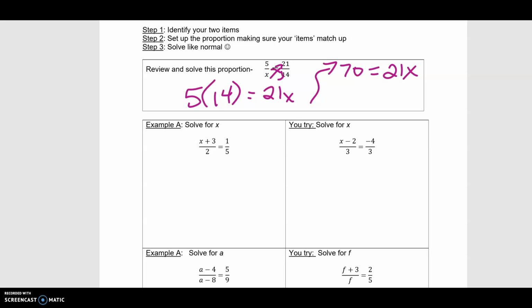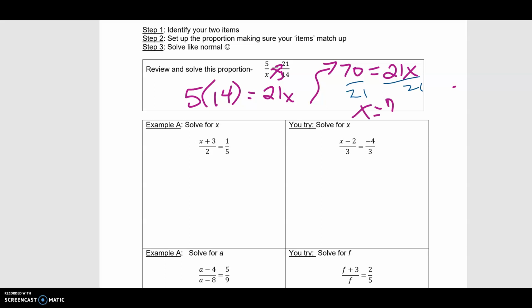And now we have just a basic, simple solve for x. This is a one-step solving for x. You're going to divide both sides by 21. And 70 divided by 21 is going to give you a decimal, but we don't want to do it as a decimal. So we're going to leave it as a fraction. So x is equal to, oops, it's not going to go on the page, hang on. I'll put it down here.